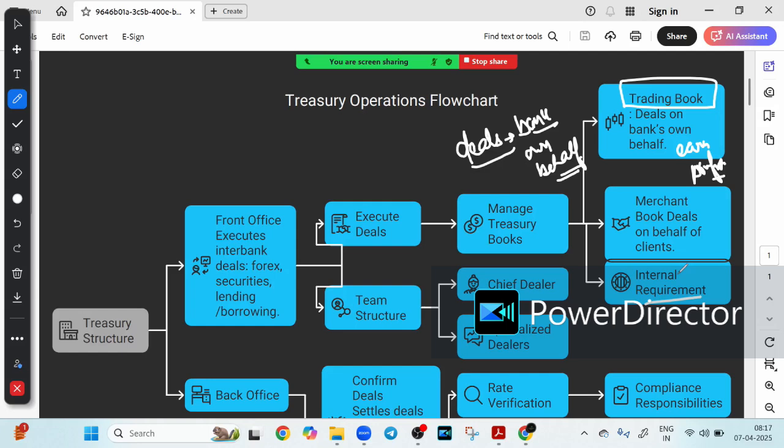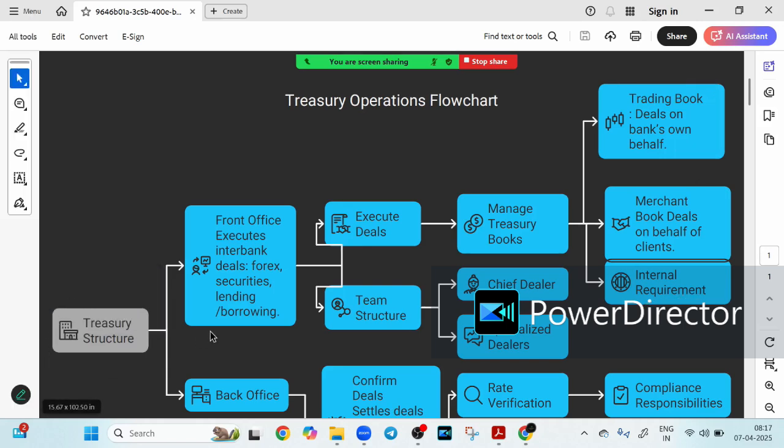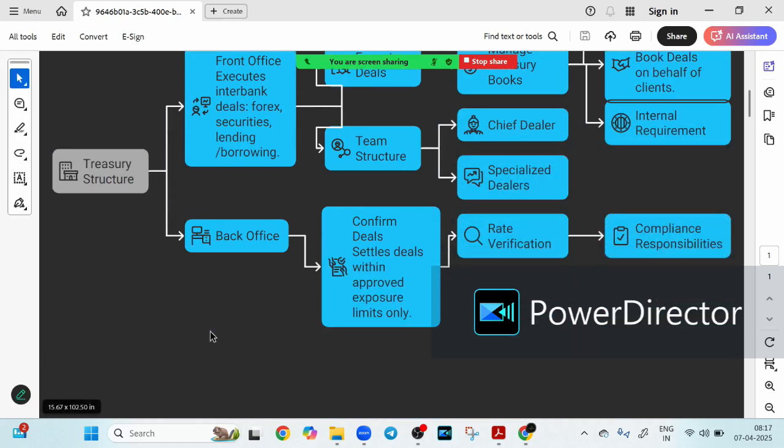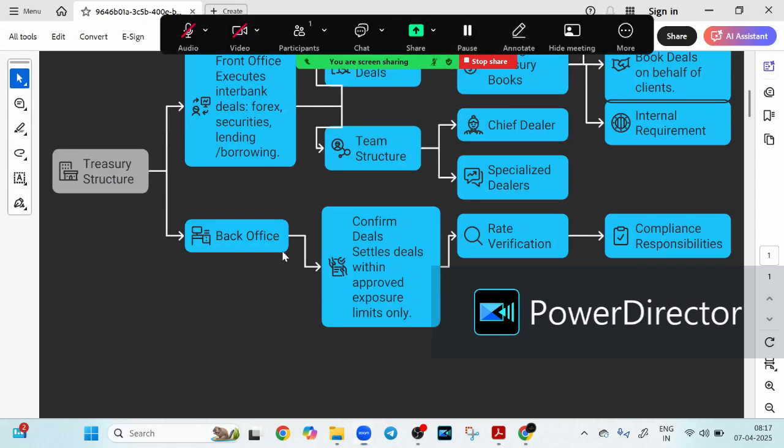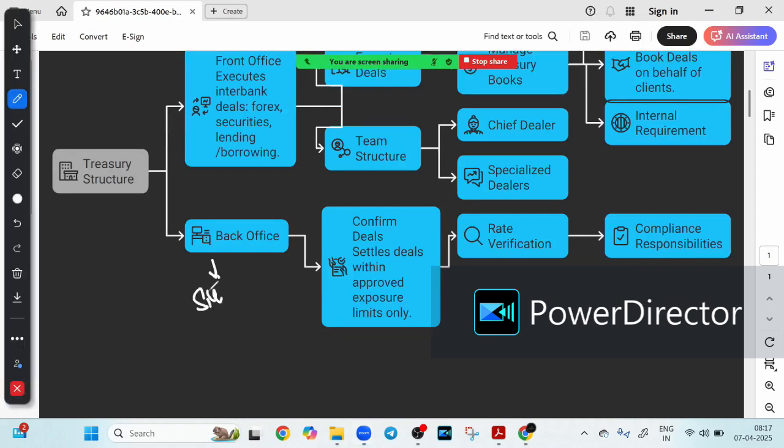So that is all about the front office which you have to know: execution of deal, team structure, treasury book management, whether it is trading book or merchant book, and what each stores. Now friends, let's move to the back office. At the bottom you will see the back office. The back office is called the silent powerhouse.